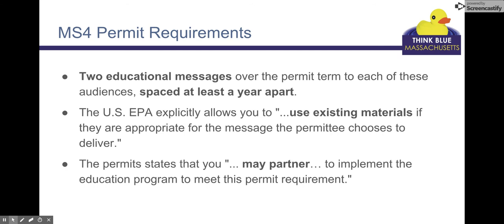More specifically, you have to distribute 2 educational messages over the permit term to each of 4 audiences spaced at least a year apart. Now, you are specifically authorized. EPA explicitly allows you to use existing materials like the content on the Think Blue, Massachusetts Facebook page. And the permit states that you may partner to implement the education program to meet this requirement. Partner with organizations like Think Blue, Massachusetts. Think Blue, Massachusetts has prepared these social media materials for you that is explicitly okay under the terms of your MS4 permit.